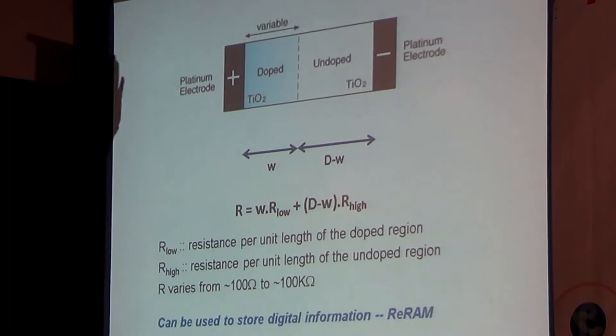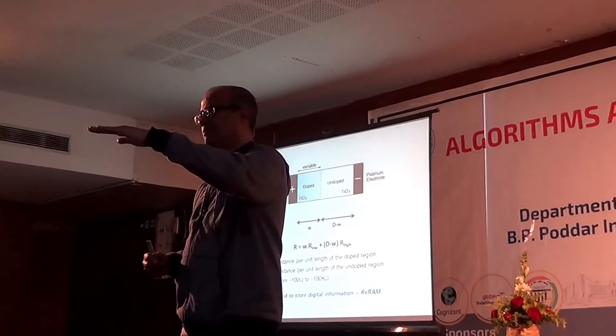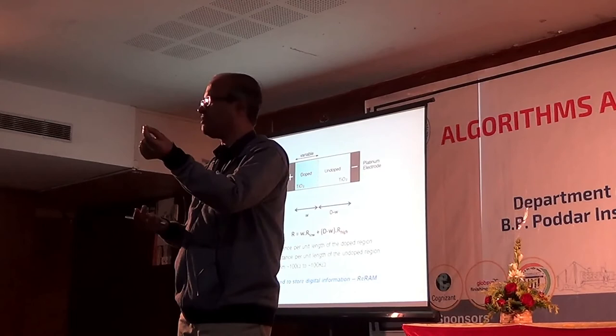So, this is what I said, resistive RAM. You can use it to store digital information. Not only binary, you can also use it as a multi-valued memory. Not only two states, you can distinguish between four states. Let's say 100 ohm, 1 kilo ohm, 5 kilo ohm, 10 kilo ohm. Then you can store two bits in one device.